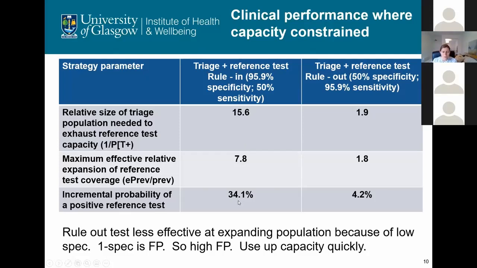And so if you are tested with the reference test, we're likely to find 34.1% more cases than we would with just using reference tests, when we'd be at 5% because of prevalence. The performance of the rule-out test is a lot lower. We get a lot lower expansion of the population, and that's because we've got a high number of false positives. So we're using up the reference test capacity quite quickly, but we still do get an incremental probability of a positive reference test.